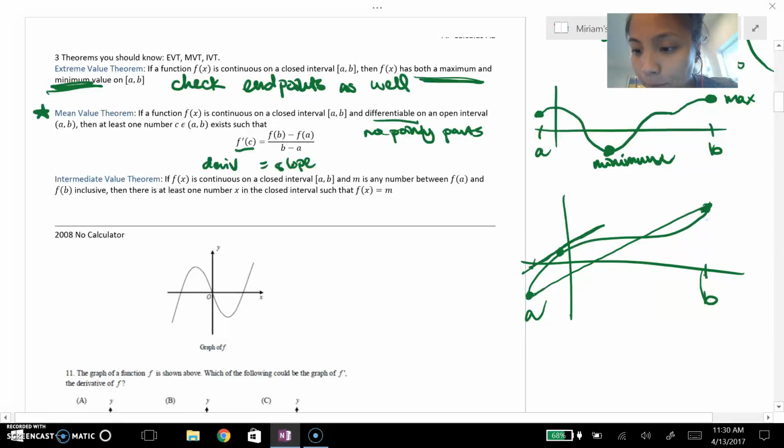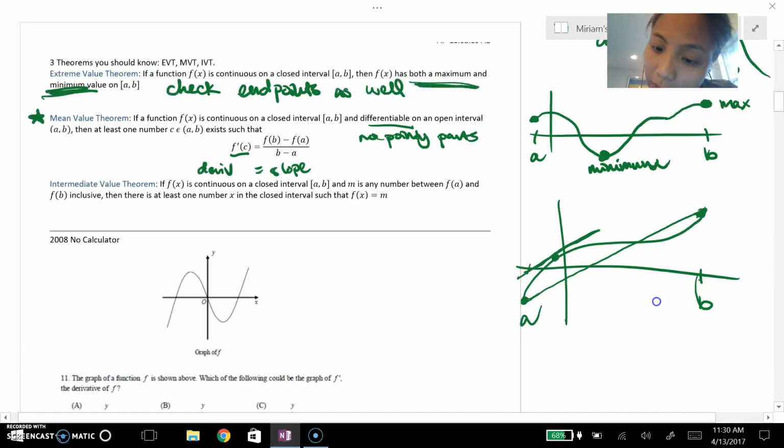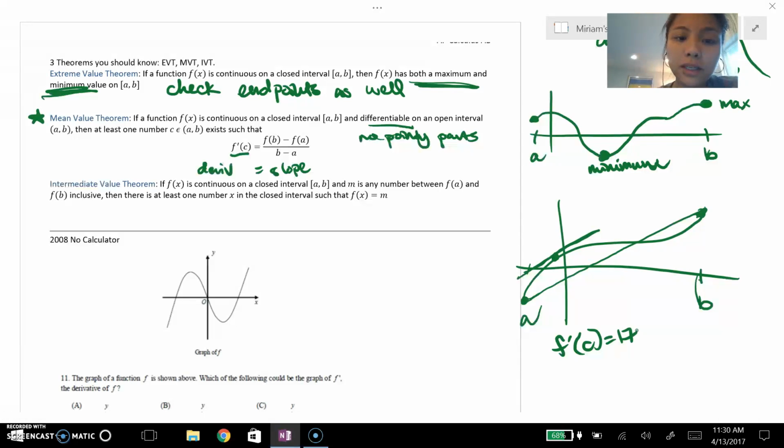Let me say that again. When you get the slope from a to b, let's say that's 17, there's somewhere in between here that the derivative of that point has to also equal 17. That's what the mean value theorem says. Mean means average, so you can kind of connect it with the slope, getting the average. Okay, so find a way that you can recall this theorem.